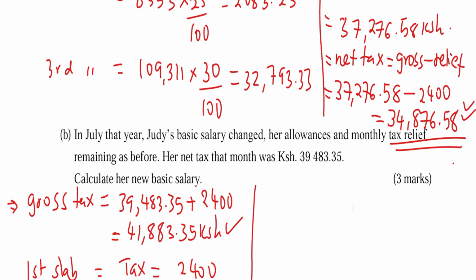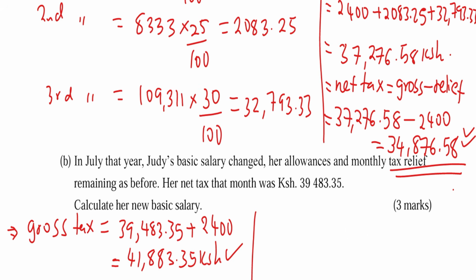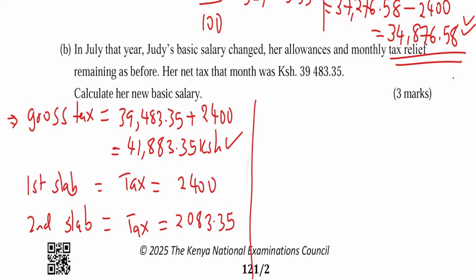Yes, no, 0.35 or 0.25? Let me make sure. Yeah, it's 0.25. But let me just confirm, just to remove any suspicion. So yeah, it's true. So let's continue from there.